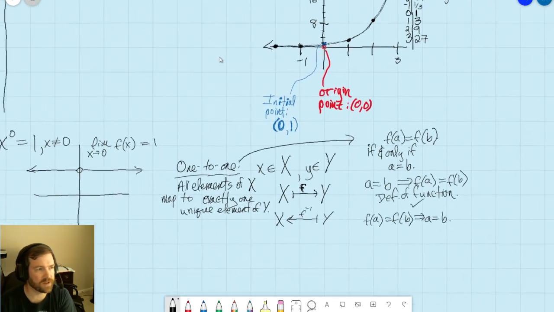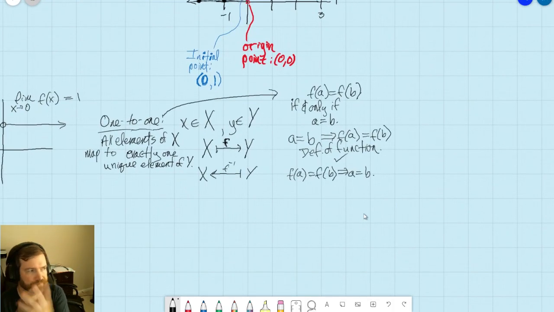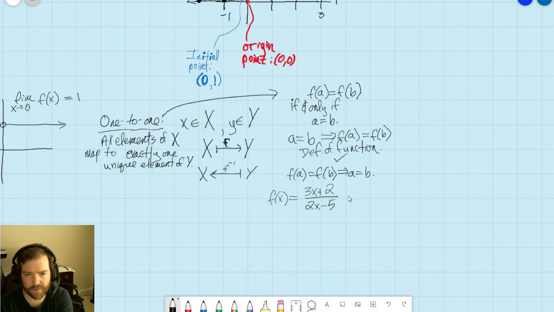So if you pick just literally any one-to-one function, a function that you know is one-to-one, let's do this. Let's see, f of x equals 3x plus 2 over 2x minus 5.